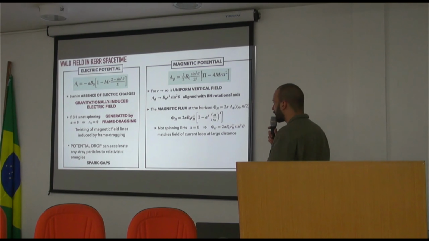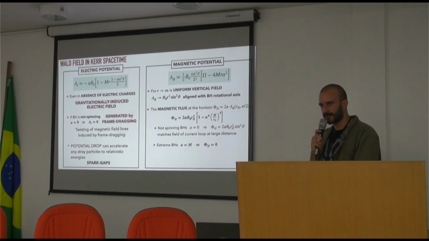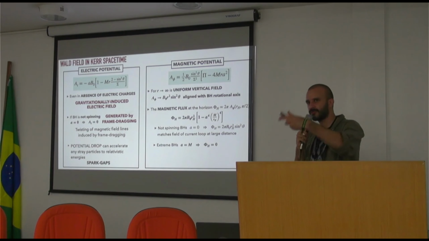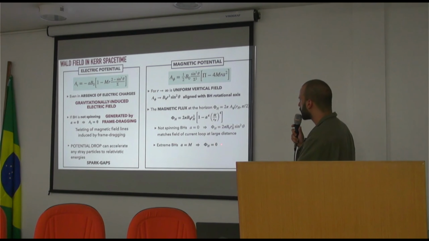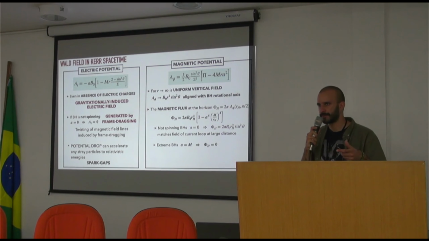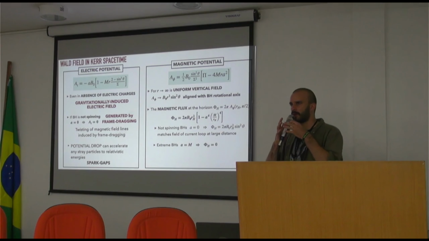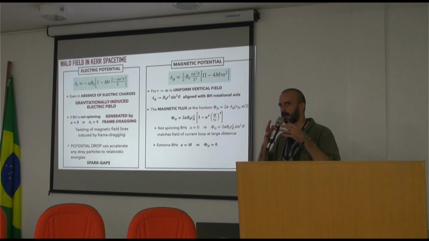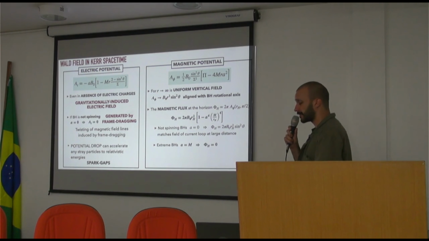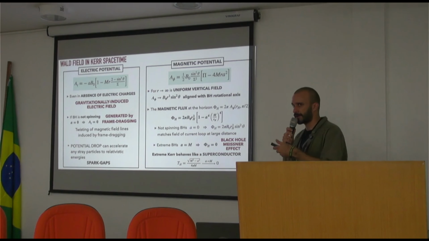But what's even more funny is if, instead of considering a non-spinning black hole, we consider the extreme case. In the extreme case, when the black hole is extremely spinning, has saturated the extremal bound, then the magnetic flux at the event horizon is zero. This means that the faster the black hole spins, the more it will push away the magnetic field lines outside the event horizon. And this has a very precise name, which is called the black hole Meissner effect.